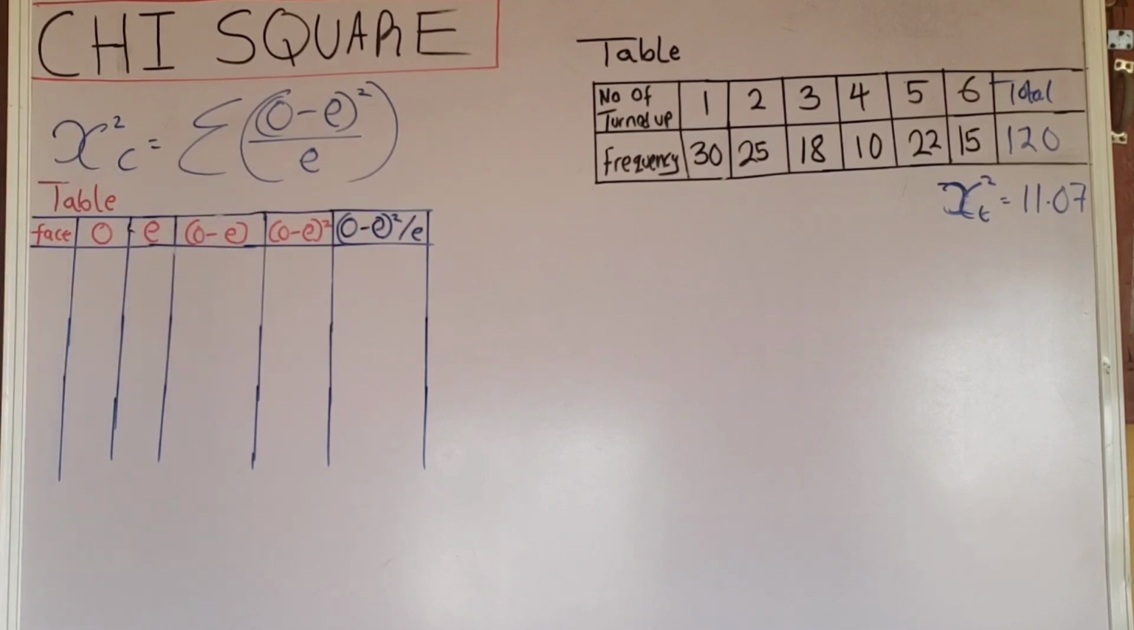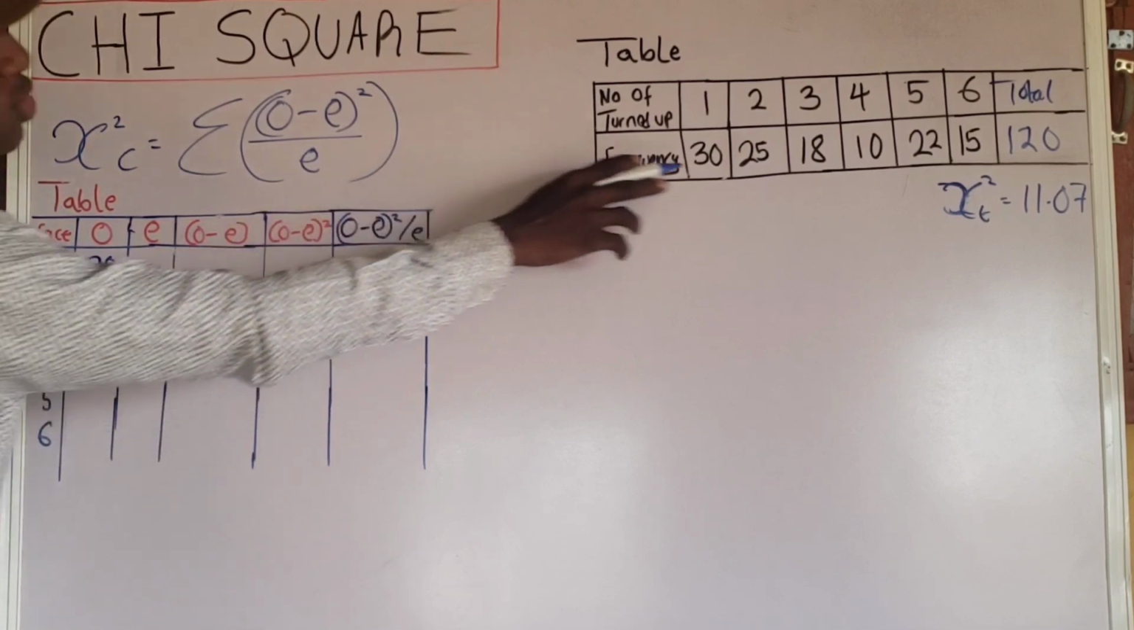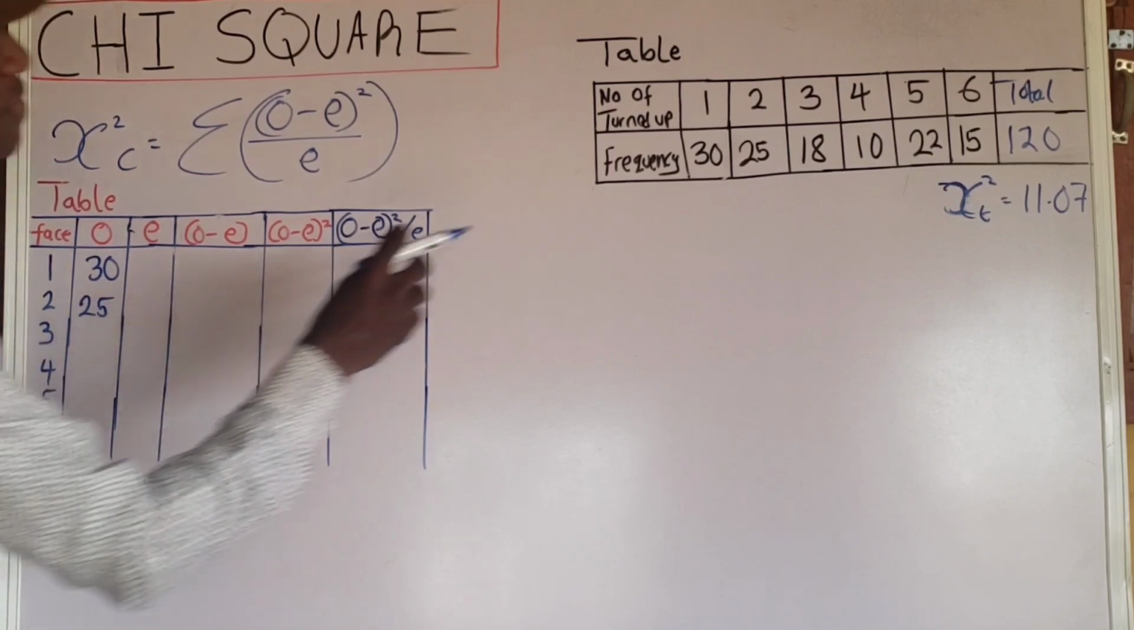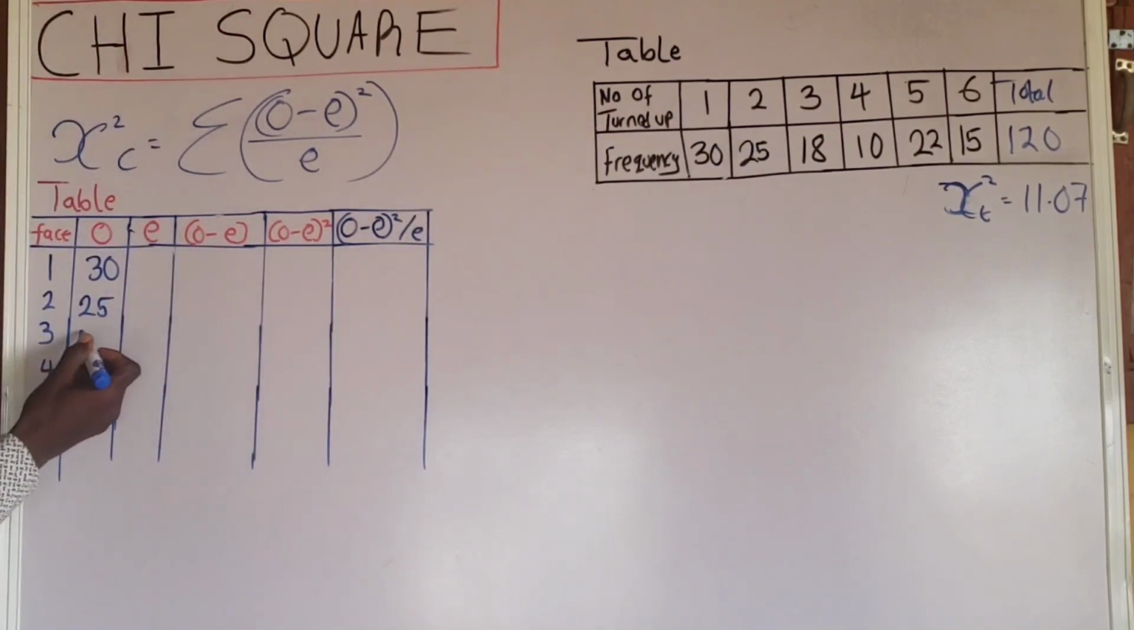Okay, so now the faces are what? Face 1, 2, 3, 4, 5, 6. You might not include the face on your table, but I just want you to understand, that's why I include it. So the observed value for face 1 is 30. The observed value for face 2 is 25. The observed value for face 3 is 18. For face 4 we have 10.